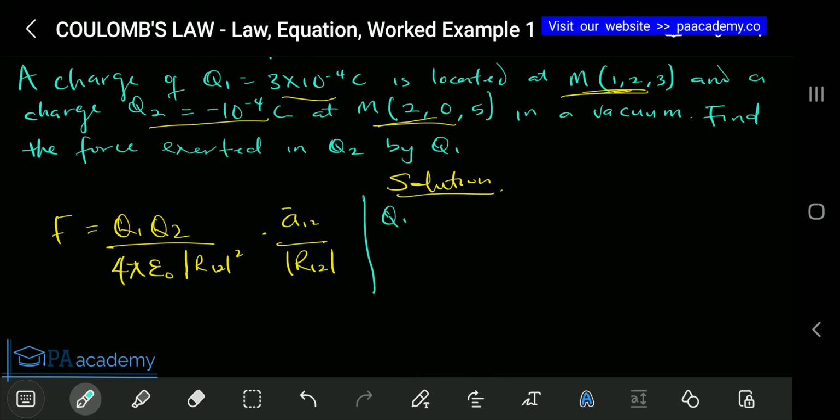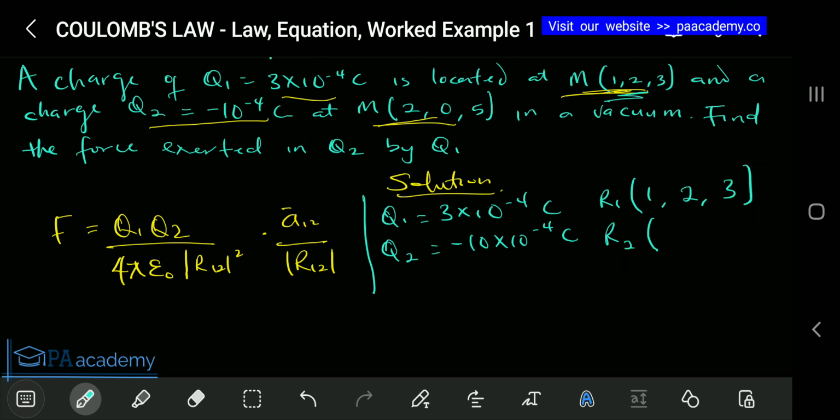From the question, we have our Q1 to be 3 times 10 raised to the power minus 4 coulombs. We have our Q2 to be minus 10 times 10 raised to the power minus 4 coulombs. And then we also have our R1, which is 1, 2, 3, and for our R2, we have it to be 2, 0, 5. All right, so now let's start with calculating.